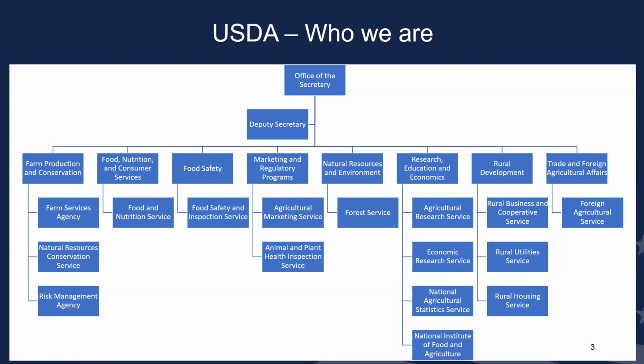So as an example, our Farm Production and Conservation mission area works closely with our Research, Education, and Economics mission area on issues of farm stress. Another example is around food security. Our Food, Nutrition, and Consumer Services, our Marketing and Regulatory Programs, and Rural Development all work together on the Healthy Food Financing Initiative. And additionally, the National Resources and Environment Mission Area, which is really the Forest Service, and Research, Education, and Economics and Rural Development are also working together to support recreation economies in rural communities. So that's just a couple of examples of how we work across the department to support rural health.